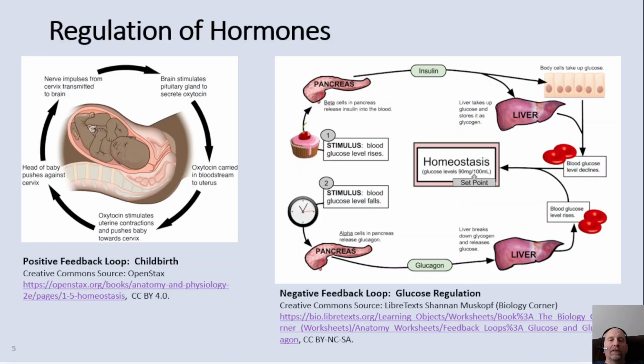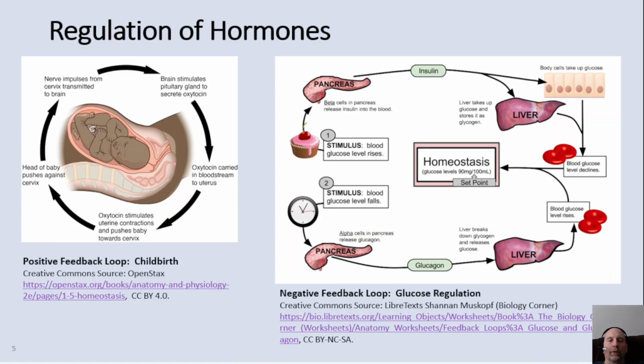Hormones operate within positive or negative feedback systems that maintain homeostasis for the body. Positive feedback loops are characterized by the release of additional hormones in response to an original hormone release. In the image on the left, we see the positive feedback loop that happens during childbirth. The initial release of oxytocin signals uterine contractions that push the fetus towards the cervix. This signals the pituitary gland to release more oxytocin, which causes more frequent and intense contractions until childbirth is complete.